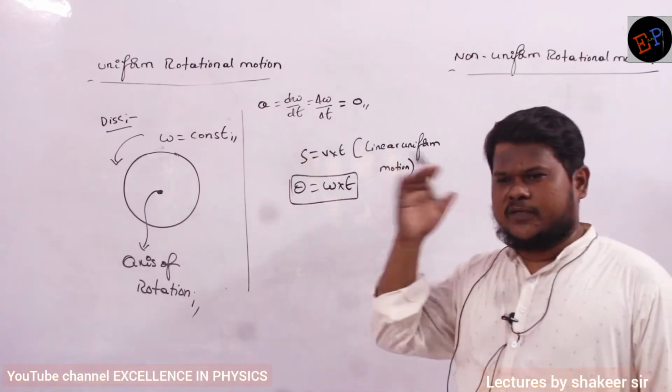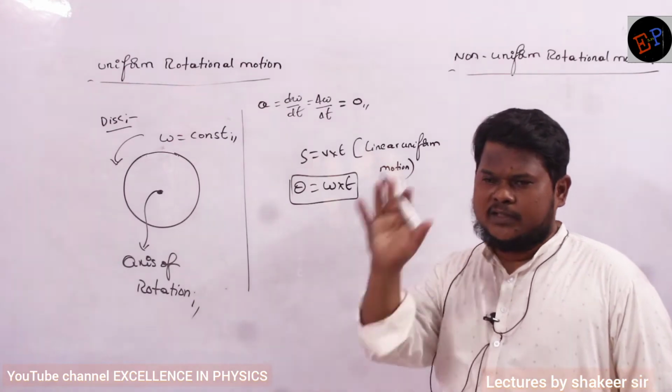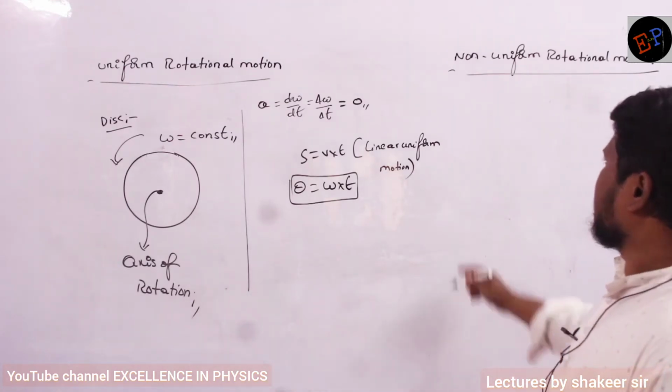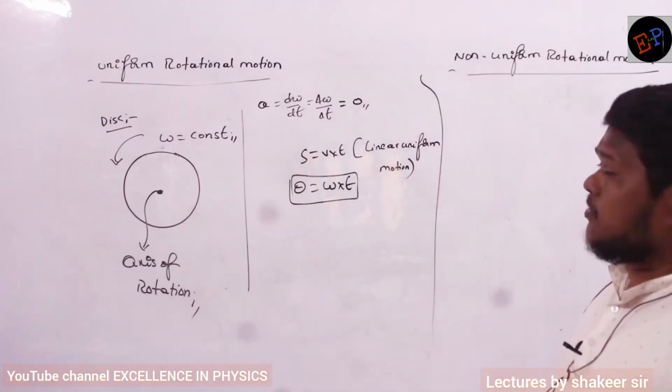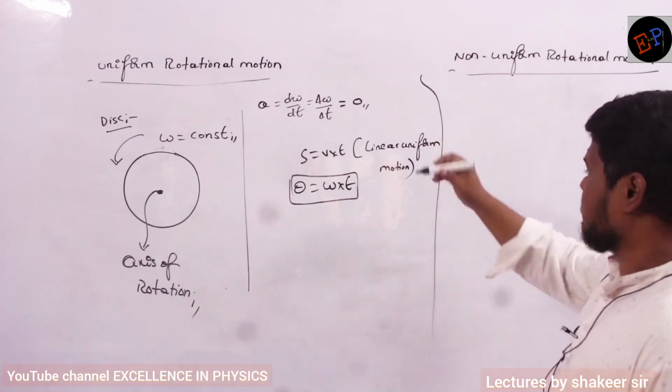Understood now? So everything we are trying to connect with linear motion. Understood now? Now once again you come to non-uniform rotational motion. So again take the same disk.